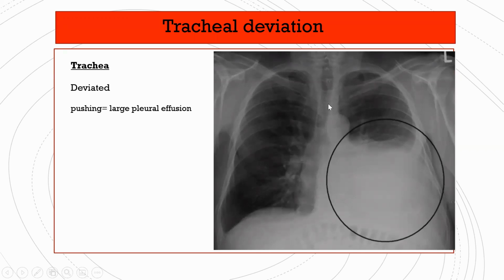So here, the trachea is very mildly deviated. It's not too bad, but it is deviated, okay? And obviously, what is the cause? It's this large white shadowing on the left side of the field, right? So you can see, you can't see the heart, it's just white shadowing. So there is here a pleural effusion, okay? And it is pushing the trachea away, okay? Any questions?